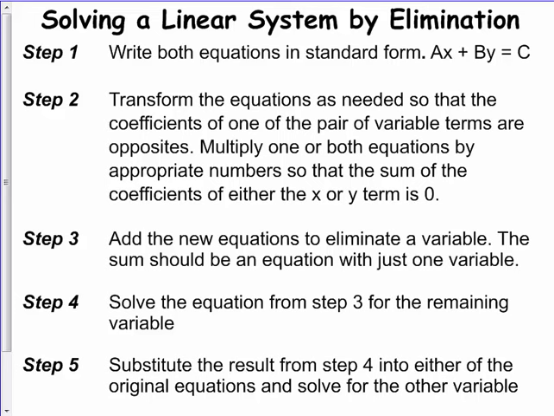So first thing when we do elimination, we're trying to eliminate one of the x's or y's. When we solve, we have a problem in that we have an x and a y in one equation. We can't really solve for one of the variables, so we're going to try to eliminate it. The first thing we're going to do is write it in standard form. Get your x's and y's on one side, get your constant on the other. And we want to get it so that either the x's or the y's are opposites.